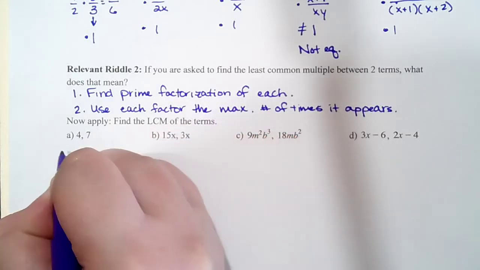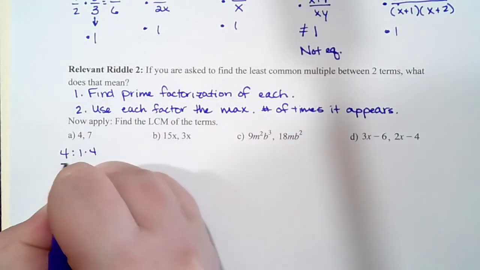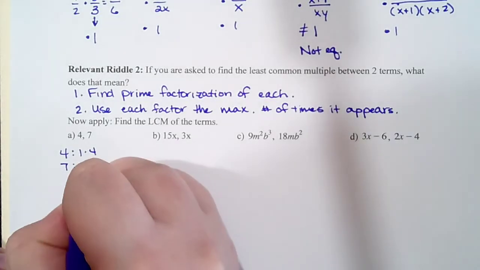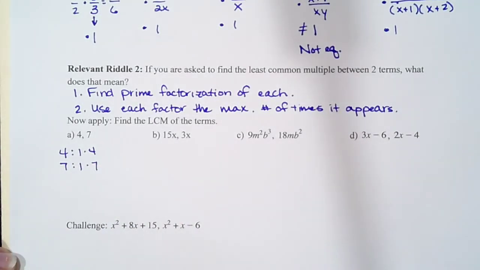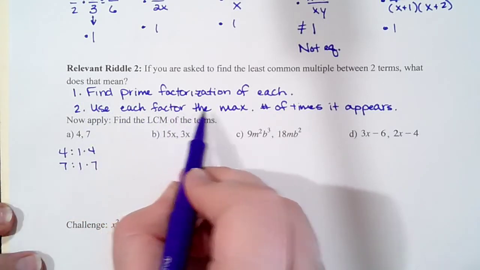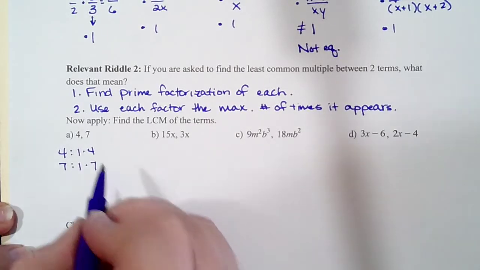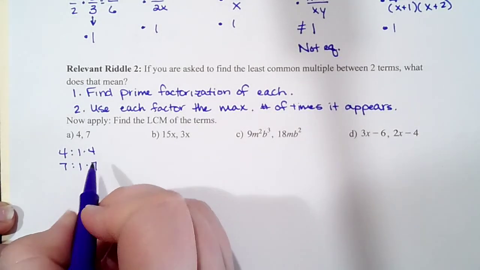First, find the prime factorization. The prime factorization of 4 is 1 times 4. The prime factorization of 7 is 1 times 7. Based on my explanation from up above, we're going to use each factor the max number of times it appears. Okay, that's where it can get a little confusing. Let's start looking at our factors.